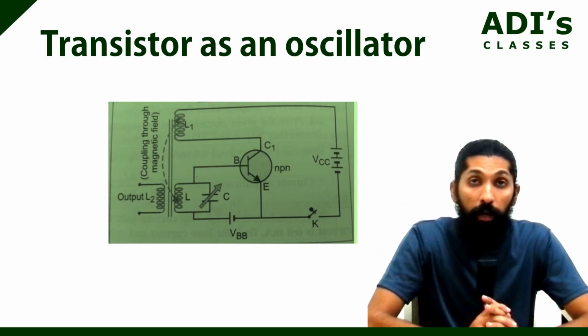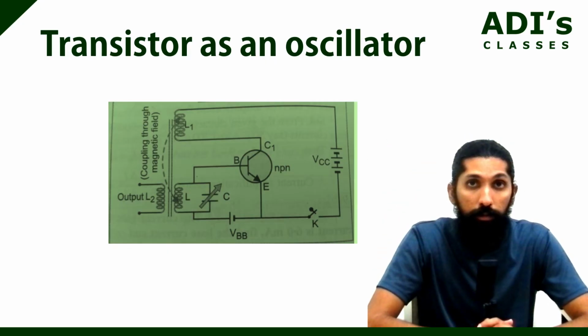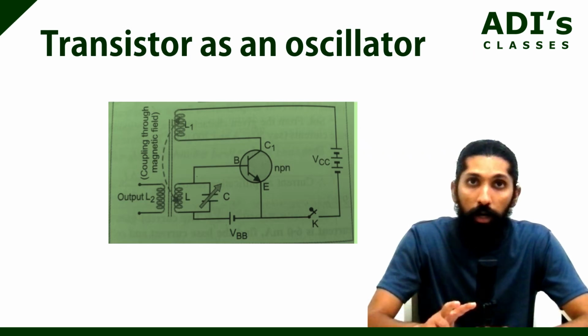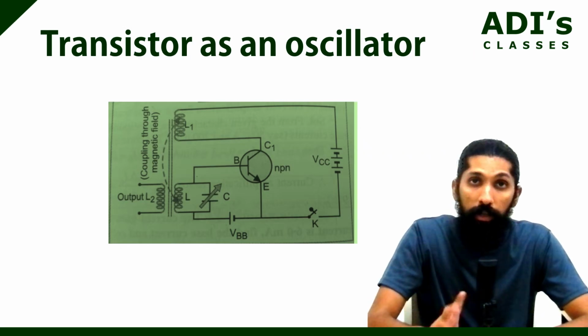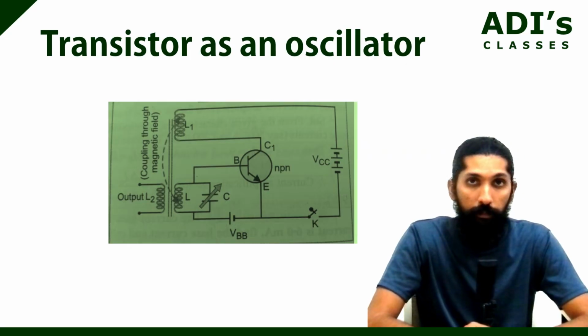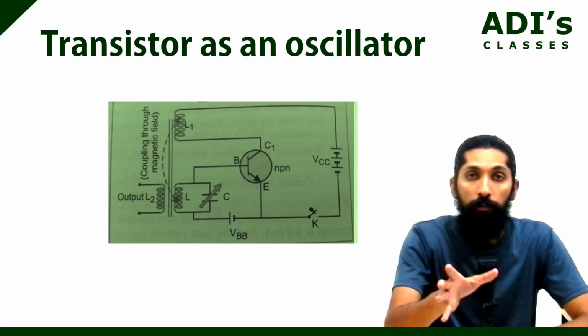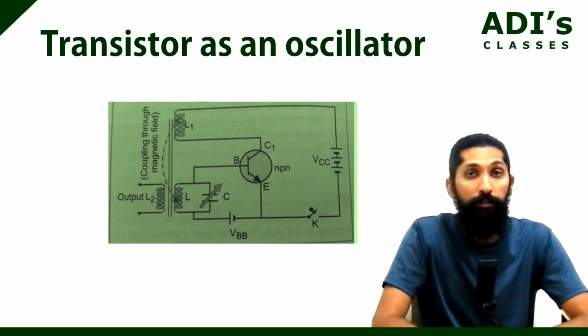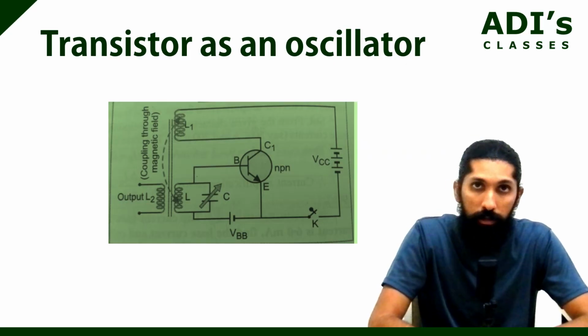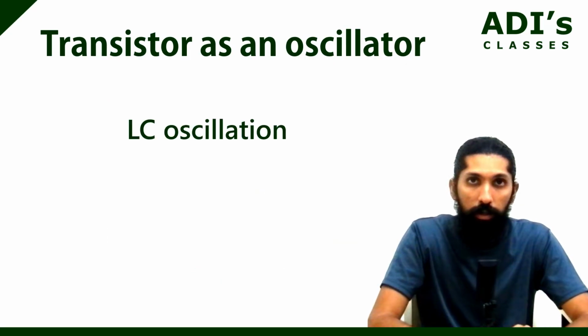Now we have one capacitor which is connected to an inductor. Basically you have an LC circuit. Now when you have that LC circuit, you have LC oscillations, correct? That means, if you remember from the AC chapter, there we had understood what LC oscillation was. Just to quickly recap what it was.